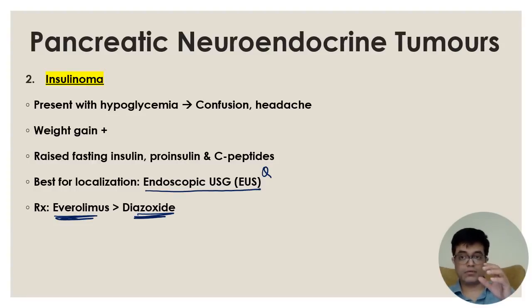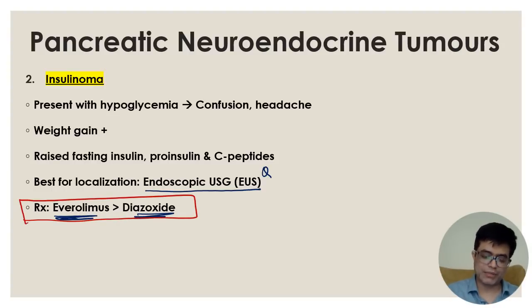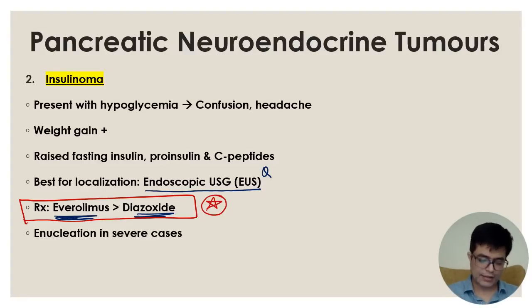There is a not very popular guidebook in the market related to FMGE past papers, where in the theory part they mention diazoxide as the drug of choice. No, the drug of choice is everolimus, and this is clearly mentioned in the text of Harrison. So always remember the latest things. And enucleation, which is a type of surgery, needs to be done in severe cases.